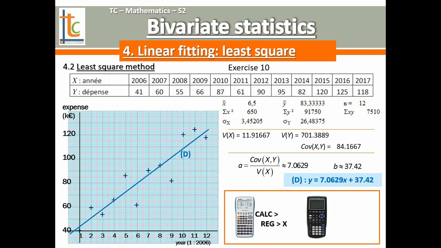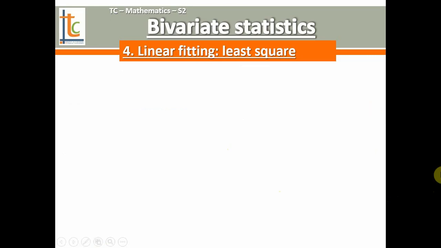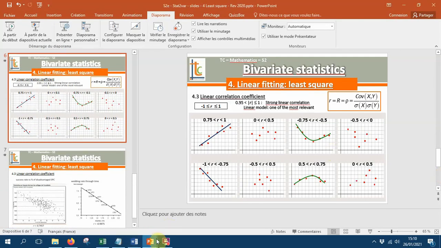In Texas, you have to ask a linear regression, so it depends on the models. It can be named linreg or reglin, ax plus b if you want it in the same order. Okay, that's all for that. You now are able to find the expression of a straight line thanks to the least squares method. Thank you and bye, and see you in the next video.